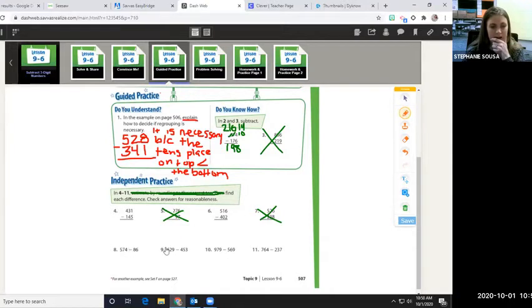We're going to do number 8. We're going to cross out number 9. We're going to do number 10. We're going to cross out number 11. Okay, so you're going to solve the even number problems. On the top, they're already set up inside of a vertical equation.